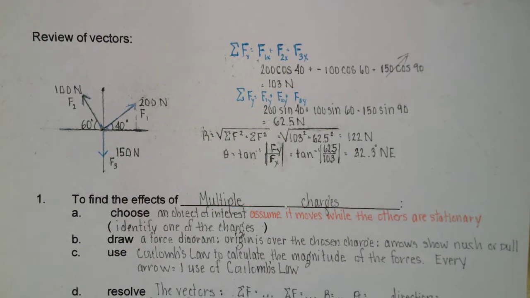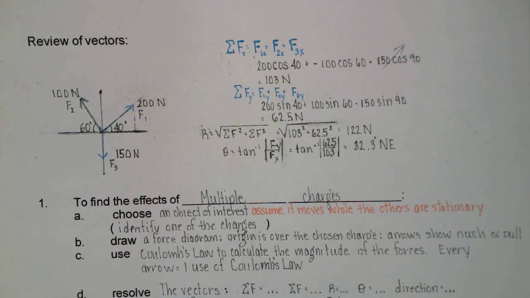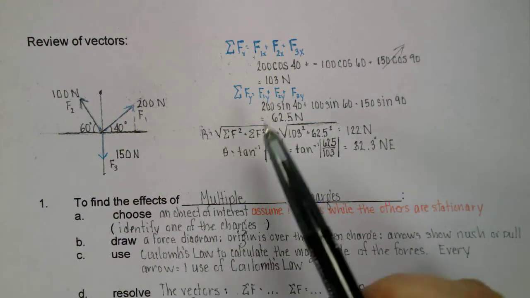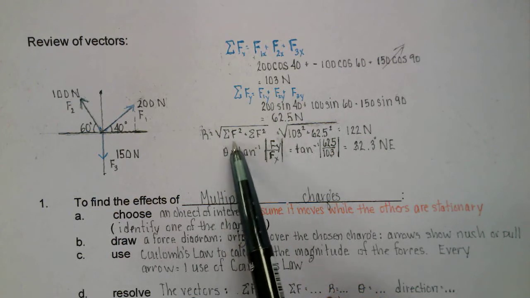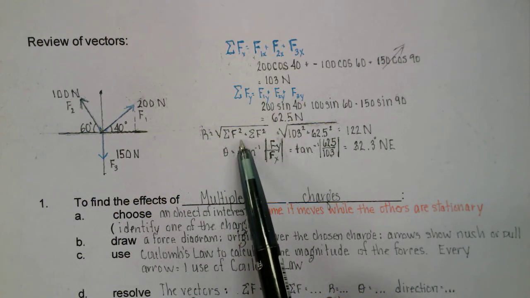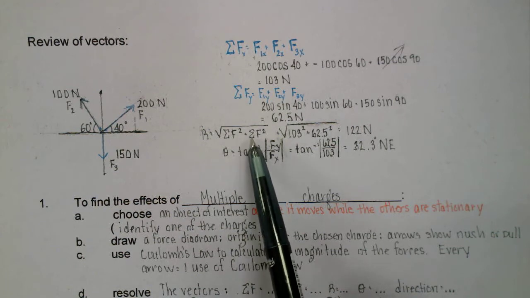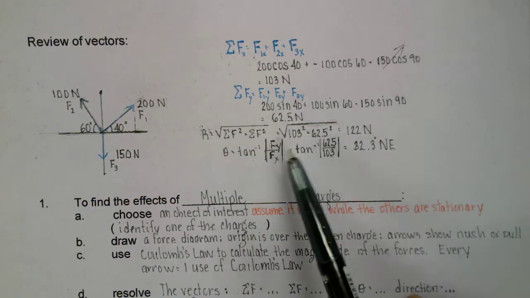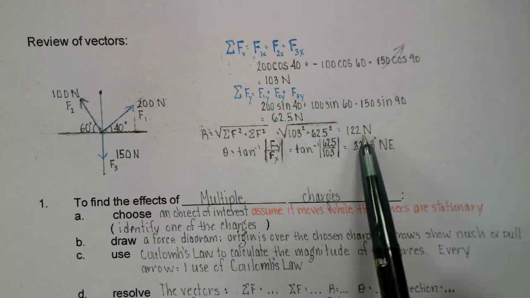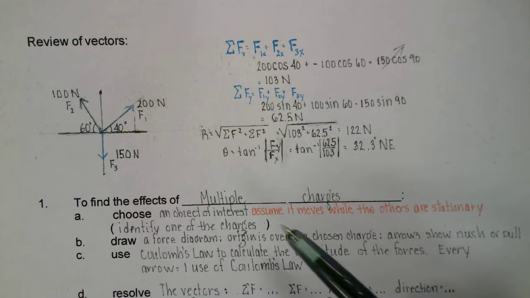You remember that's what we did when we did the addition by the graphical method. This is so much easier, though, and so much more precise. So this is just how I've reconfigured a squared plus b squared equals c squared. This is a squared plus b squared equals c squared, but I have to find just r, not r squared, so I take the square root of both sides. I plug the numbers in, and I end up getting 122 newtons.